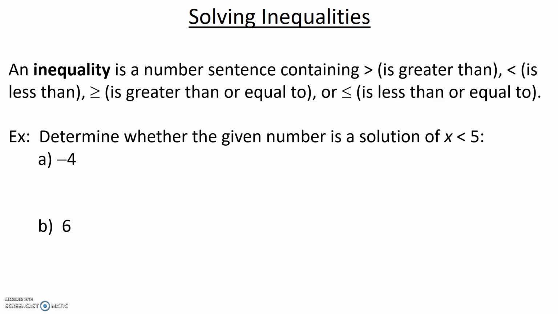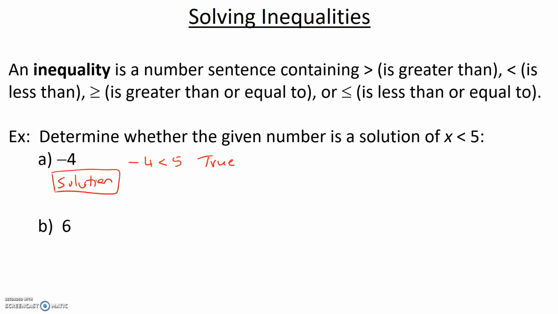Here's an example. Determine whether the given number is a solution of the inequality x < 5. Let's start with x = -4. To determine if x = -4 is a solution to the inequality, we will replace the x with -4 and see if the statement is true or false. So by replacing x with -4, we will have the statement -4 < 5. -4 is less than 5. This is a true statement. Therefore, -4 is a solution to the inequality.